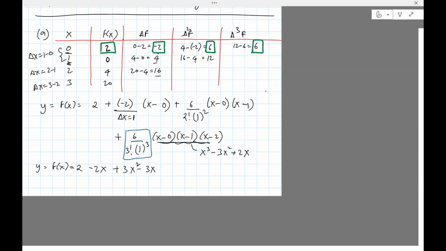But that is to be multiplied by 6 divided by 3 factorial. 3 factorial is 6. So 6 divided by 6 is 1. So this just carries over here. So plus x cubed minus 3x squared plus 2x.